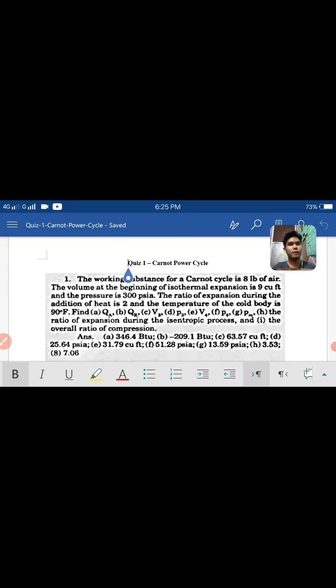The volume at the beginning of isothermal expansion is 9 cubic feet and the pressure is 300 psia. The ratio of expansion during the addition of heat is 2 and the temperature of the cold body is 90 degrees Fahrenheit. Find QA, QR, V3, P3, V4, P4, pressure mean, the ratio of expansion during the isentropic process, and the overall ratio of compression.